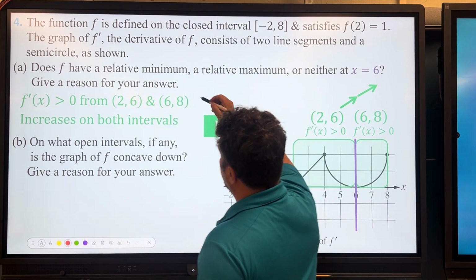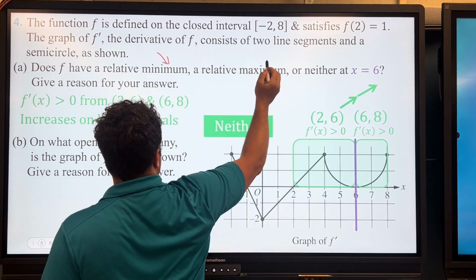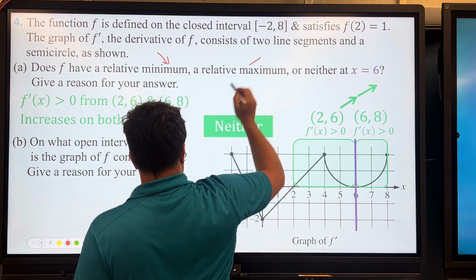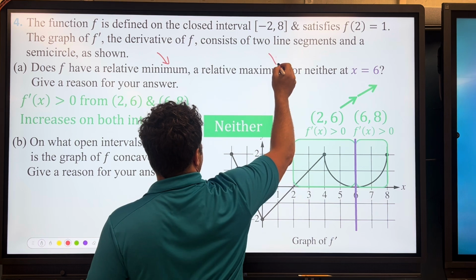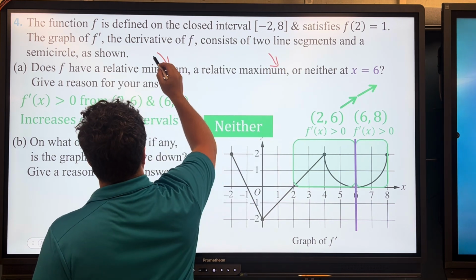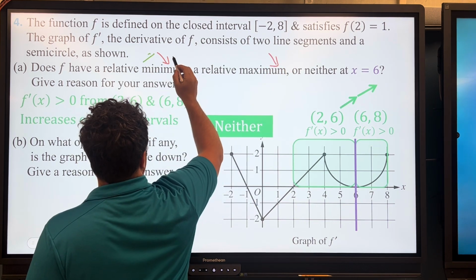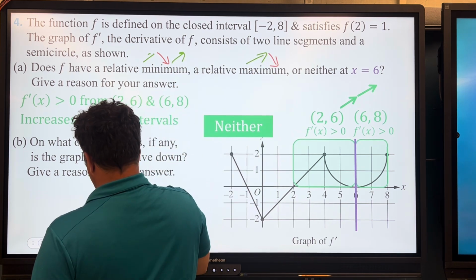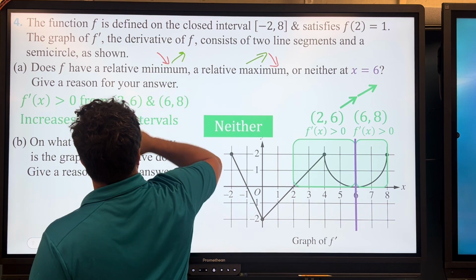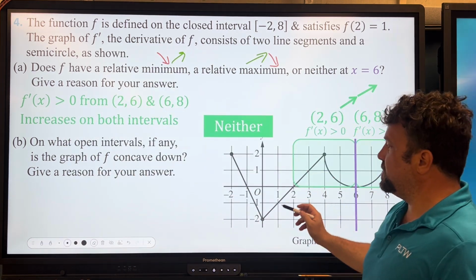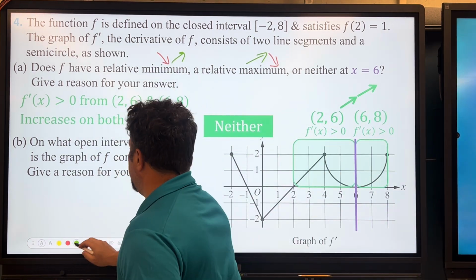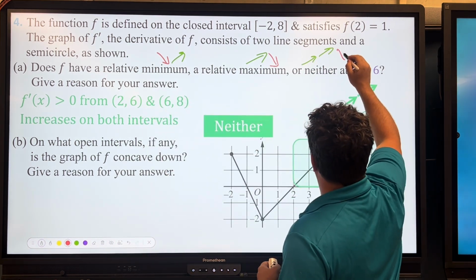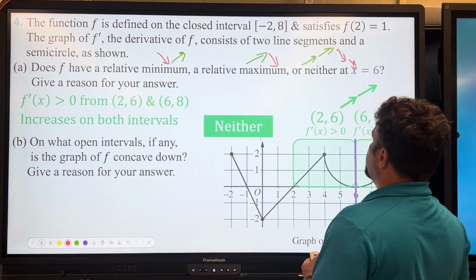Okay? If it was a minimum, you'd have to go from... I like to use the different colors. If it was a minimum, you'd have to go from... maximum, increase to decrease, minimum, decrease to increase. All right, now since this goes increase to increase, that's a neither. A neither is increase, increase, or decrease, decrease.